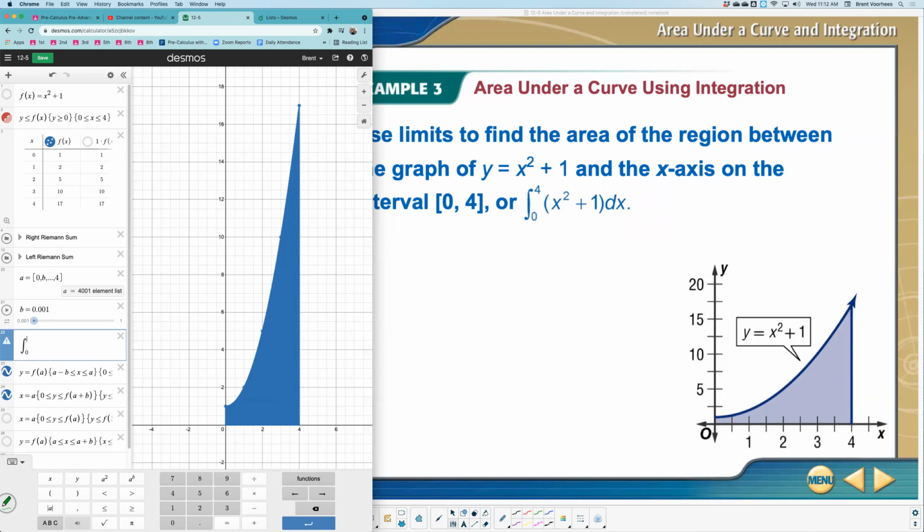We're looking from 0 to 4 of the function f of x, which you could type in f of x if you wanted to, like this, dx. And like I said, I'll talk about that dx next class. And this is the exact area, 25.33.